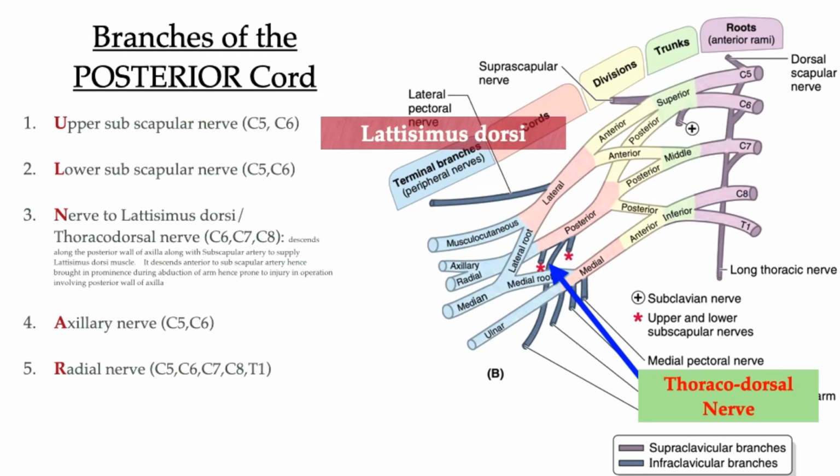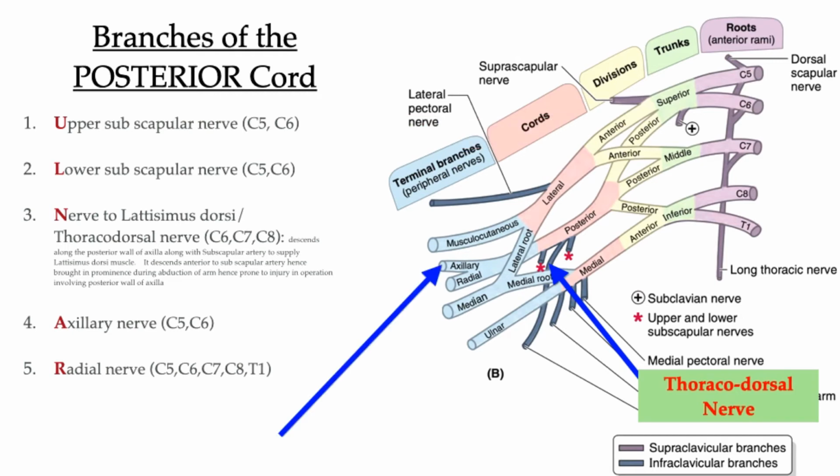Hence, during abduction at the shoulder joint, this nerve becomes superficial or prominent, and hence is at risk of, or prone to, injury in surgeries related to the posterior wall of the axilla. The next branch is the axillary nerve.